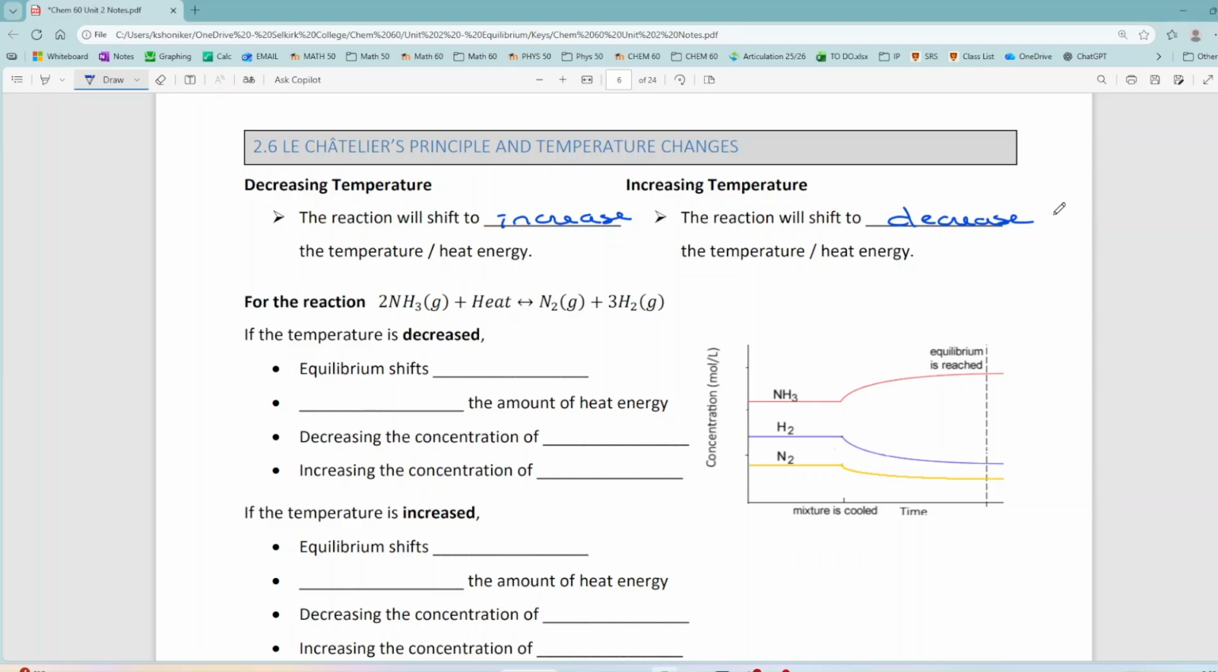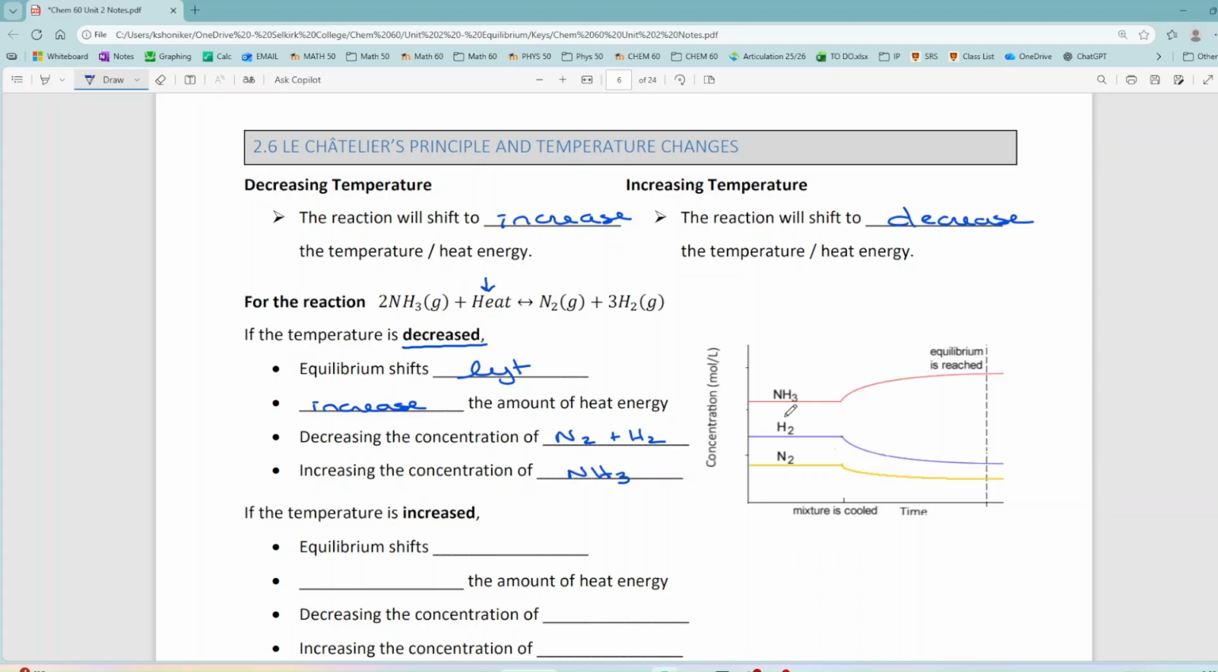So the easiest way to look at these is to put the heat term as either a reactant or a product, and then just treat it as you would a concentration question. In this example, if the temperature was decreased, so if we're decreasing the heat, you would want to make more. Your equilibrium would shift left for there to be more heat produced. This would increase the amount of heat energy. When you shift left to make more heat, you would also decrease the concentration of nitrogen and hydrogen while increasing the concentration of ammonia.